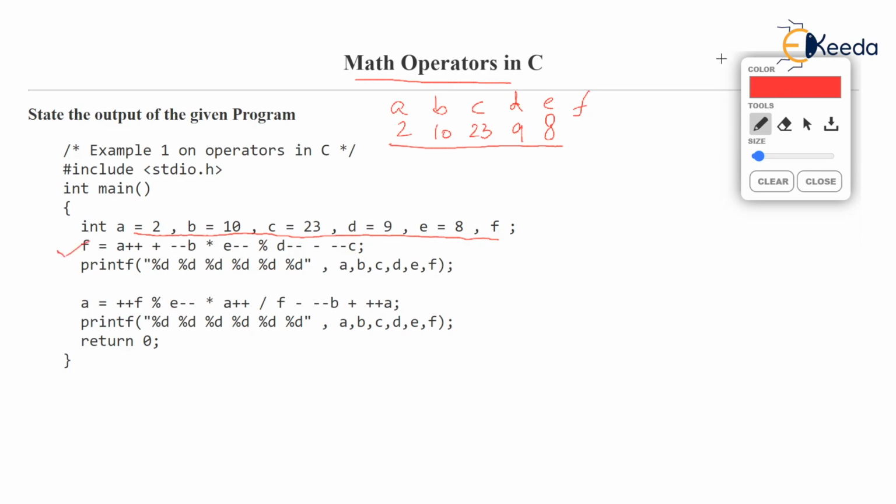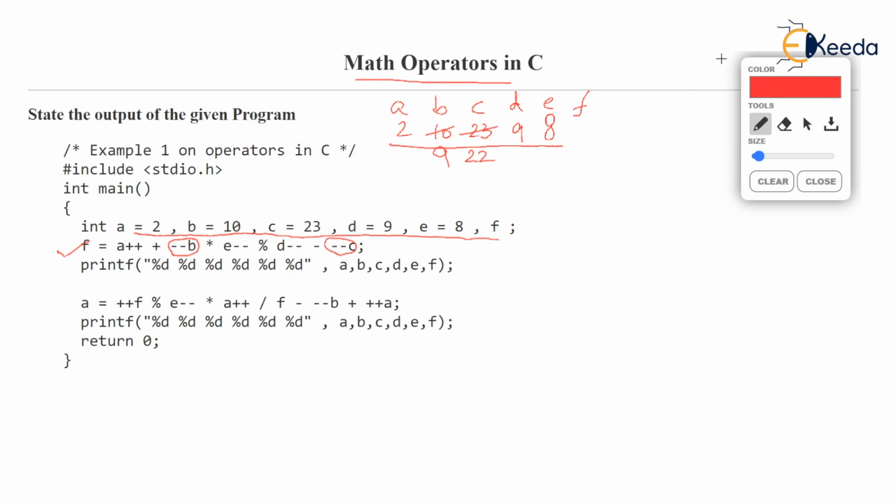Now in this expression, you should first search for prefix operators, minus minus or plus plus. Now this minus minus b will be solved first because this is prefix. And this minus minus c also will be solved first. Before the expression gets solved, these two things will be solved. But as you see, a plus plus, e minus minus, d minus minus will be solved only after the expression. So let's solve minus minus b. I am updating the table, b becomes 9. Minus minus c, c becomes 22, and now the expression gets solved.